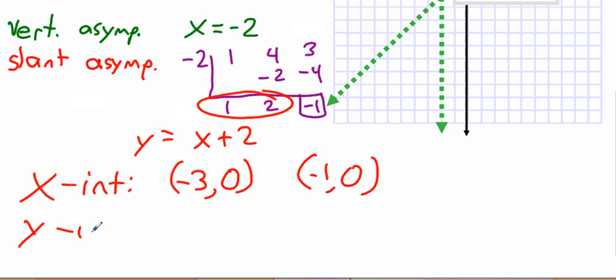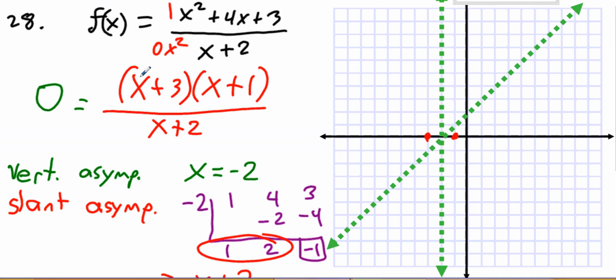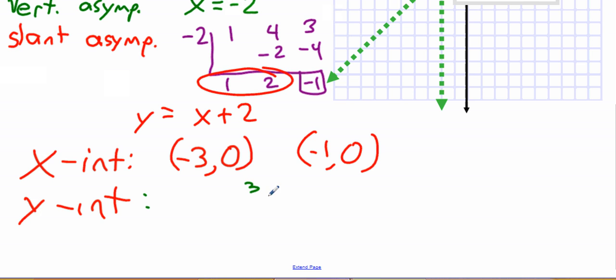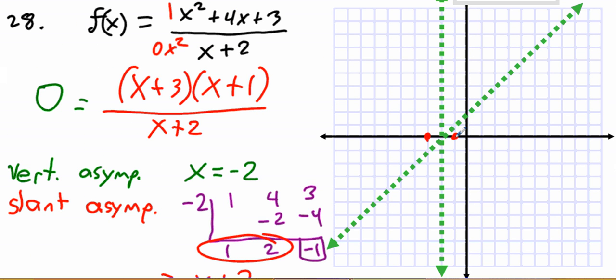Your y-intercept, you plug in 0 for x. I'll go back to the original function, not the factored one. 0 plus 0 plus 3 is 3, over 0 plus 2 is 2. So our y-intercept is 3 over 2. As a point, 0, 3 over 2. And we can sketch that in. 3 over 2 is 1.5, so that's right there, getting pretty close to the asymptote.